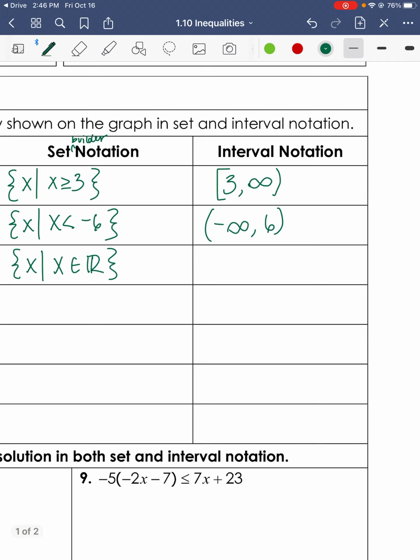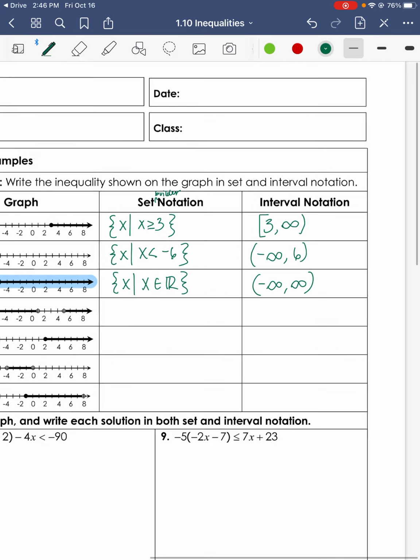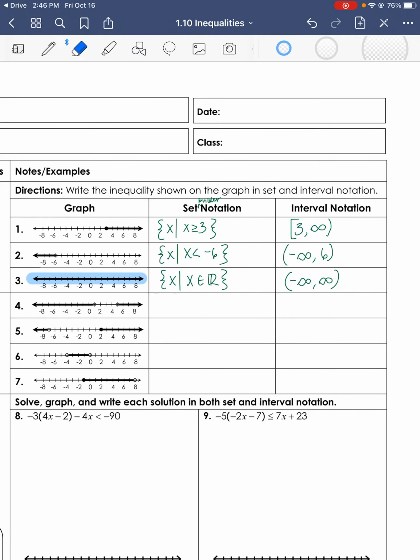In interval notation, we'll still list our lower bounds. We're going in the left direction forever. We're also going in the right direction forever, which would be our upper bound. And then they get parentheses because the infinities always get parentheses.